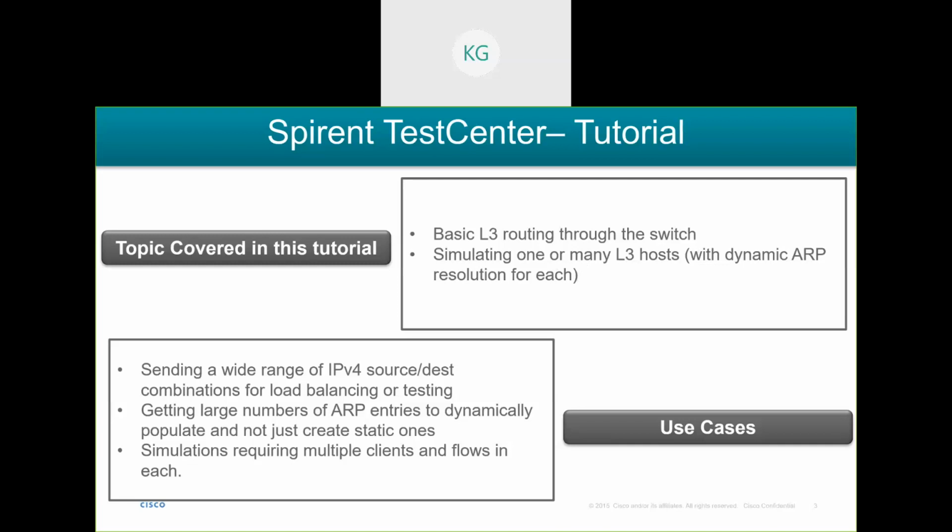So some of the use cases for this particular flow might be, obviously, if you just need any combination of IPv4 source and destination traffic, maybe you're testing port channel load balancing or something similar, or maybe you just need a large number of ARP entries on the switch. This will be able to do that as well. Or if you just need anything that requires a little bit of dynamic traffic flow within your recreate, this is going to be a good example for you.